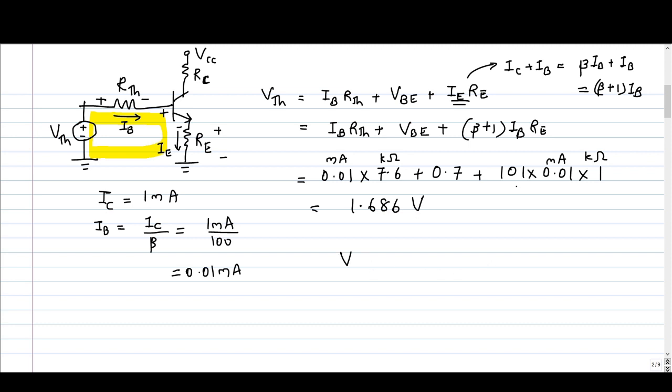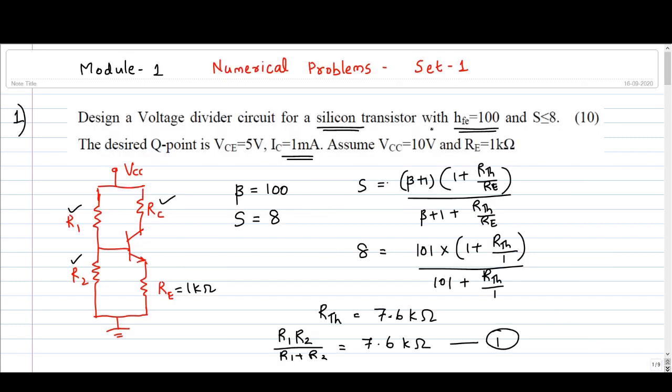So VTH, we know another expression for VTH. VTH is VCC into R2 by R1 plus R2. So that is 1.686 volt. That is our equation 2. So if you divide equation 1 by equation 2, let me copy equation 1.